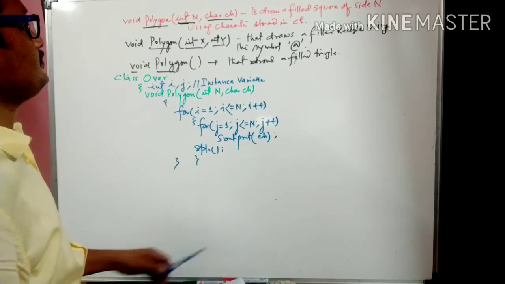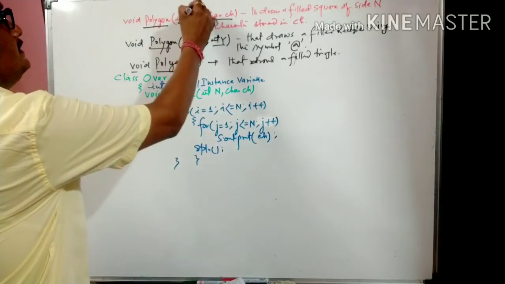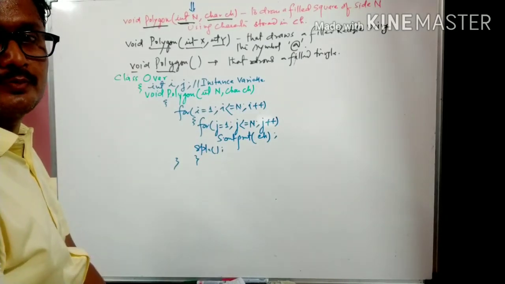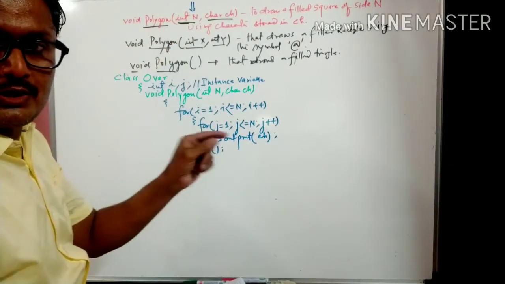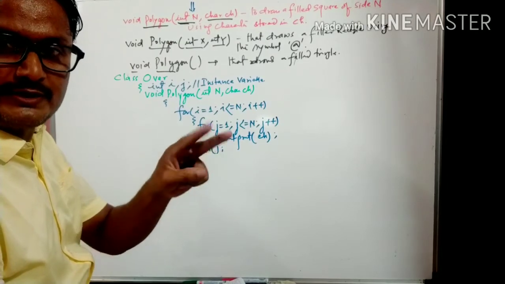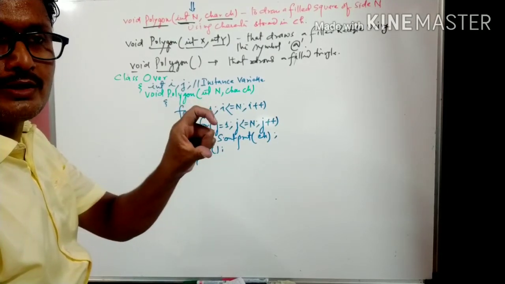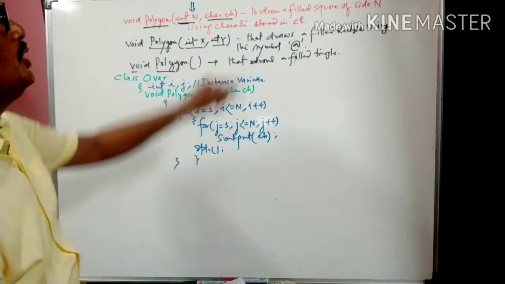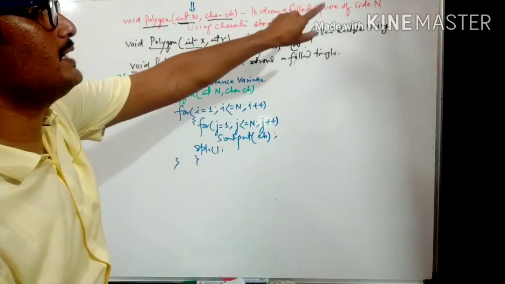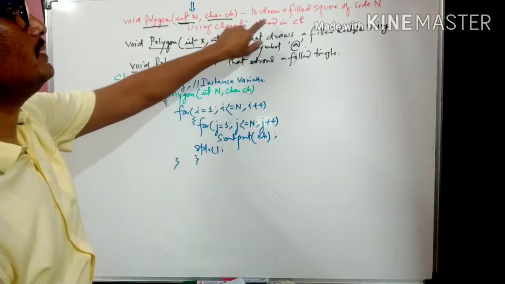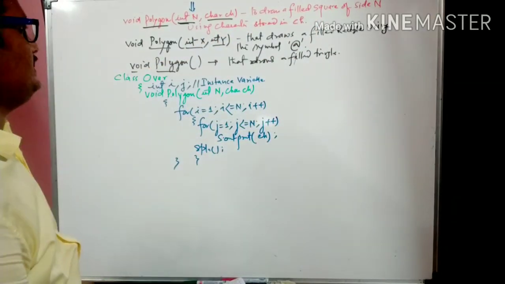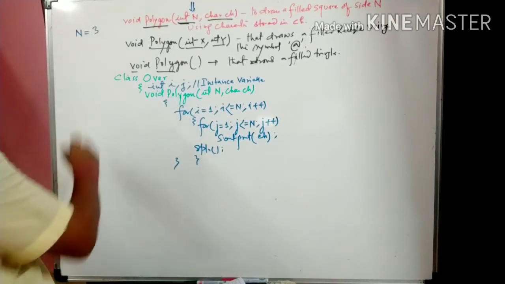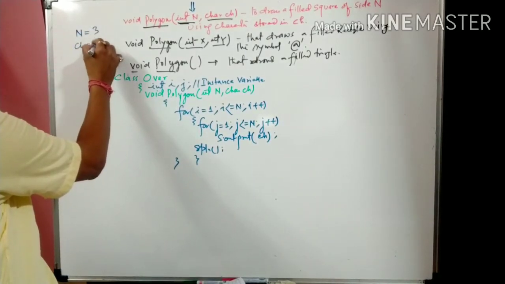So this n stands for the total number of rows as well as the total number of columns. When the total number of rows and total number of columns are the same, your shape will come just like a square box. So to draw a filled square of side n using the character stored in ch, what is the meaning? Suppose the value of n is equal to 3 and the value of ch is equal to hash.